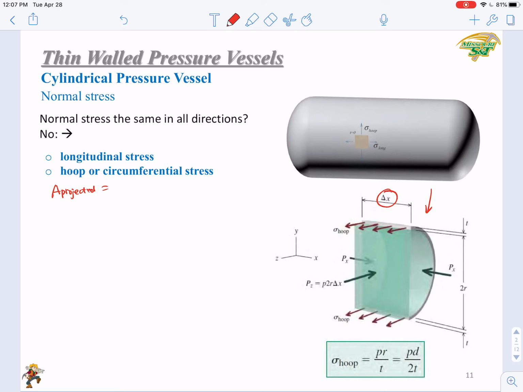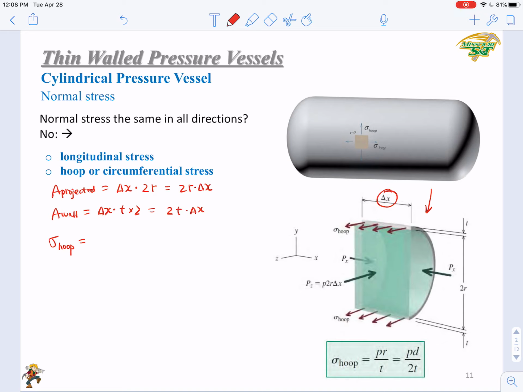Is that a circle? It's not a circle anymore, right? It's a rectangle. So the area of this rectangle equals delta x times 2r, so this will be 2r delta x. Then what is the wall area? It has two components, right? Two thin rectangles. Each one of them is just delta x times t. You have two of them, so this will be 2t delta x.